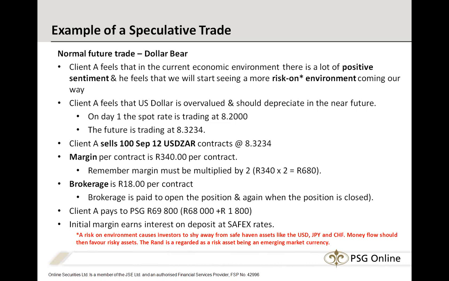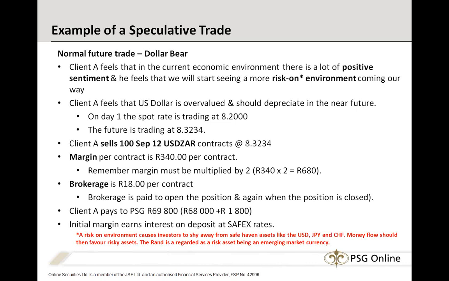So on day one, and you'll see in a few slides, we talk about the cash flow table. You'll see in more detail. The spot rate, the rand at the moment, is trading at 8.20 to the dollar, and the future is trading at 8.3234. Remember, this is including those what we call forward points. Okay, so you'd sell in this situation. He decides to sell 100 contracts of the September contract at 8.3234. Okay. So the margin requirement for each contract is 340 rand per contract.